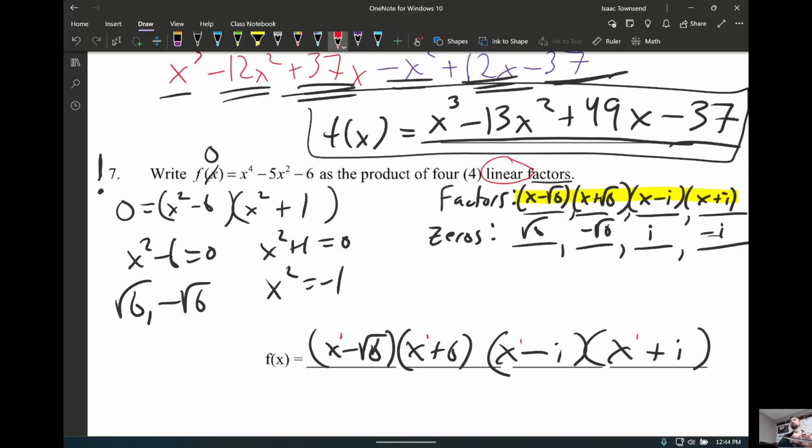Yeah. For the second answer, is it x plus square root 6? Yes, sorry. I copied it down too fast. There we go.